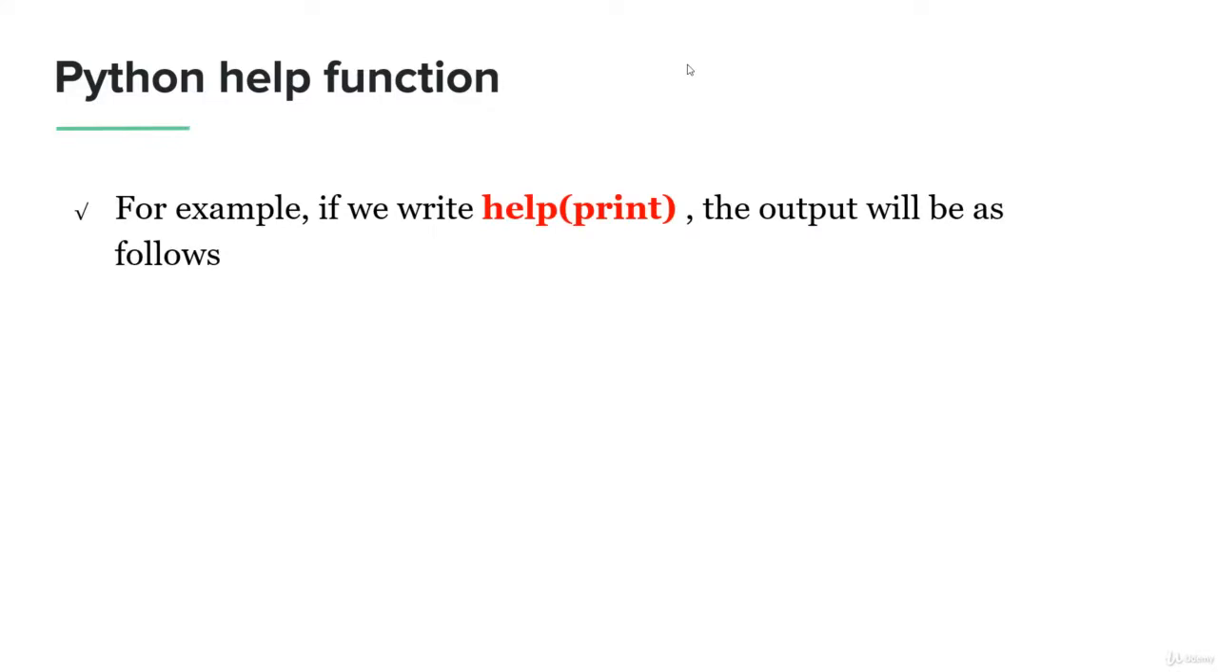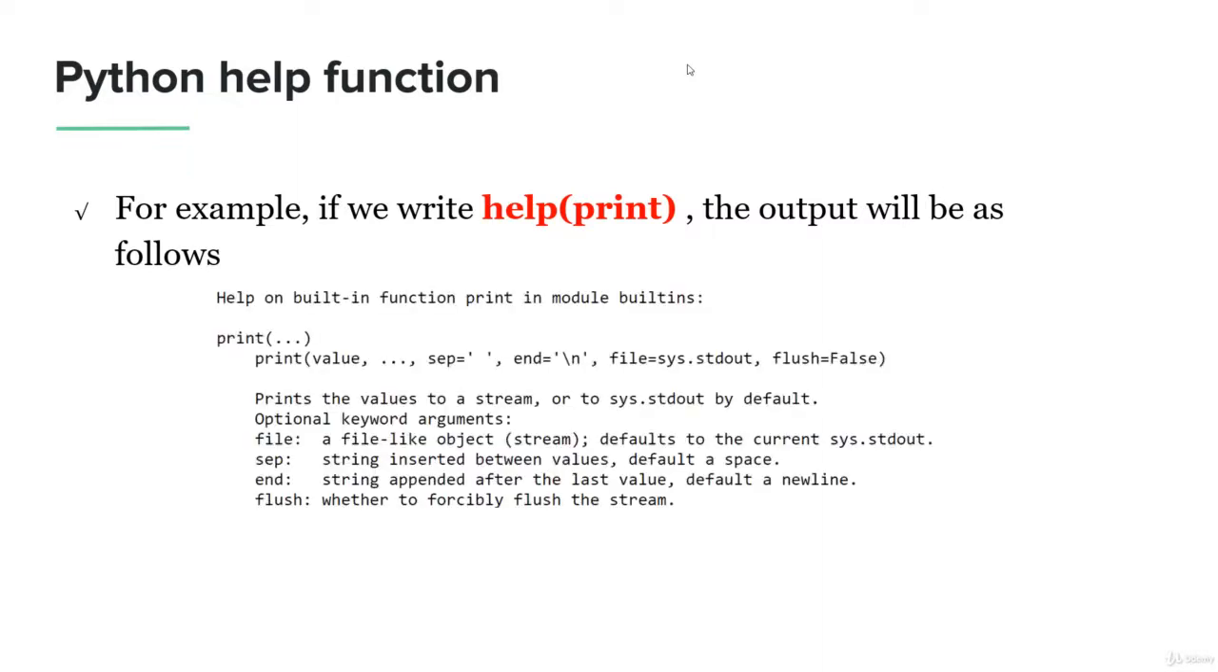So for example, if we write help and then open the brackets and then write print, the output will be as follows. As you can see here, help on built-in function print in module builtins. So this is the function that we have, which is print, and these are the different parameters or the different inputs for the print function.